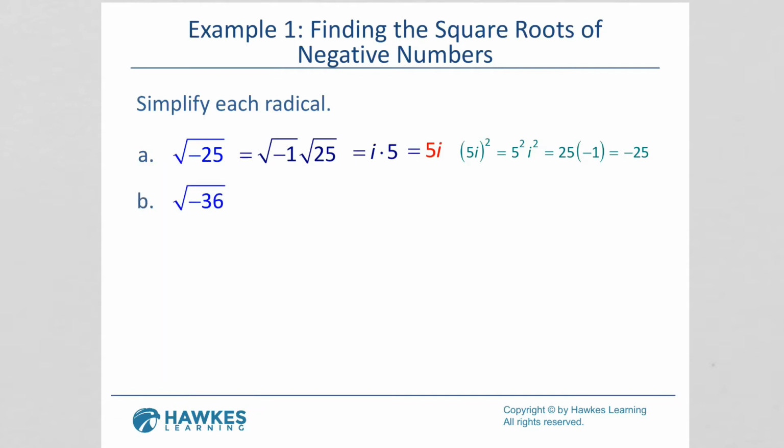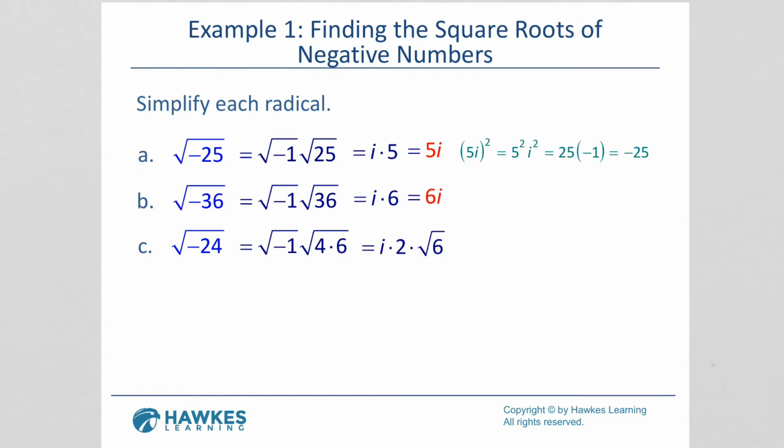B is the square root of -36, which can be broken down into the square root of -1 times the square root of 36, which is i times 6, which is 6i. For part C, we have the square root of -24, which can be broken into the square root of -1 times the square root of 4 times 6, which is equal to i times 2 times the square root of 6, because the square root of 4 is 2, which is 2 square root 6 times i, or the way I will write it, 2i times the square root of 6.